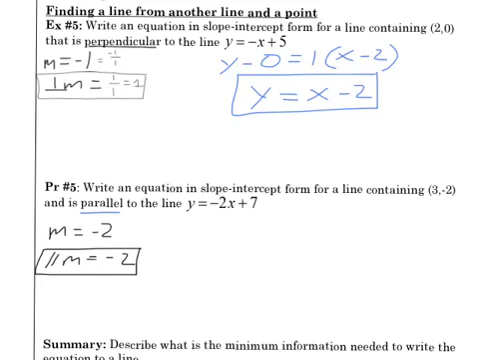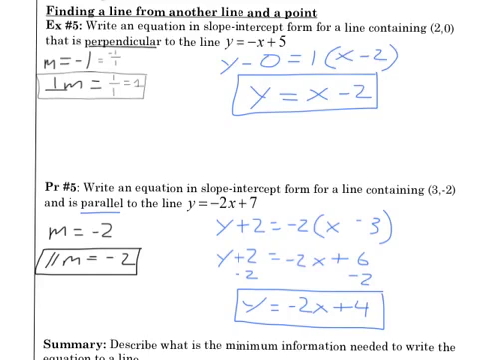Do the same thing, use point-slope form, plug in your point, plug in your slope, and then convert it to slope-intercept form. I'll put the answer up in just a second, so you may want to pause the video now. Alright, when you plug it in, you get y plus 2 equals -2x minus 3. Distribute the negative. Subtract 2 from both sides, and you get y equals -2x plus 4.